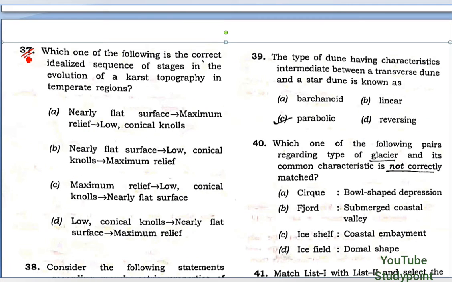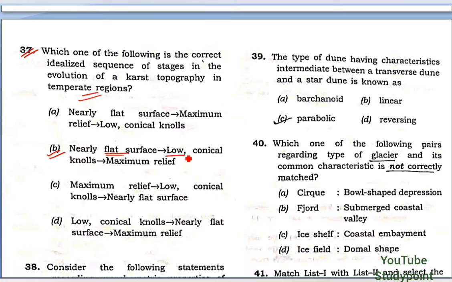Number 37. Which one of the following is the correct idealized situation of stages in the evolution of crust topography in a temperate region? The right answer is option B, first nearly flat, then low and conical knolls, and maximum relief. Right answer is option B.